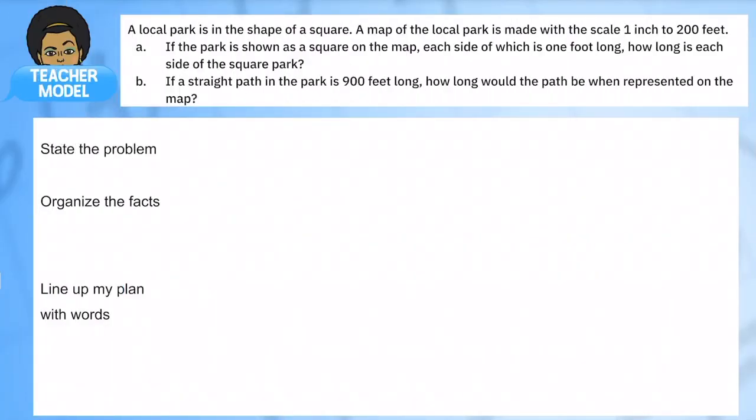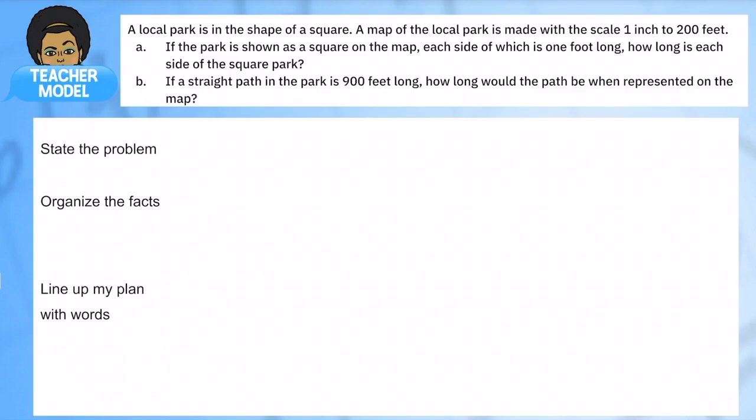And let's look at our second example. A local park is in the shape of a square. A map of the local park is made with a scale of 1 inch to 200 feet. Here are the two parts for this one. This one's a little tricky to understand. If the park is shown as a square on the map, each side of which is 1 foot long, how long is each side of the square park? Okay, so on the map it's a foot long. This is a pretty big map then. And so we'll figure out in real life what that is.